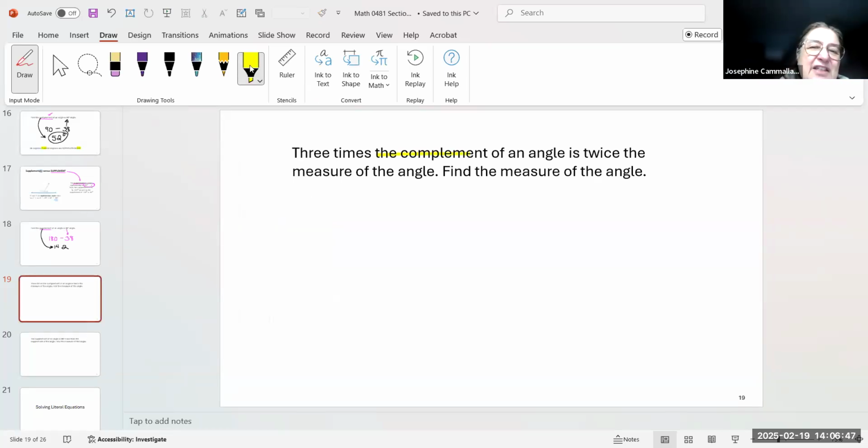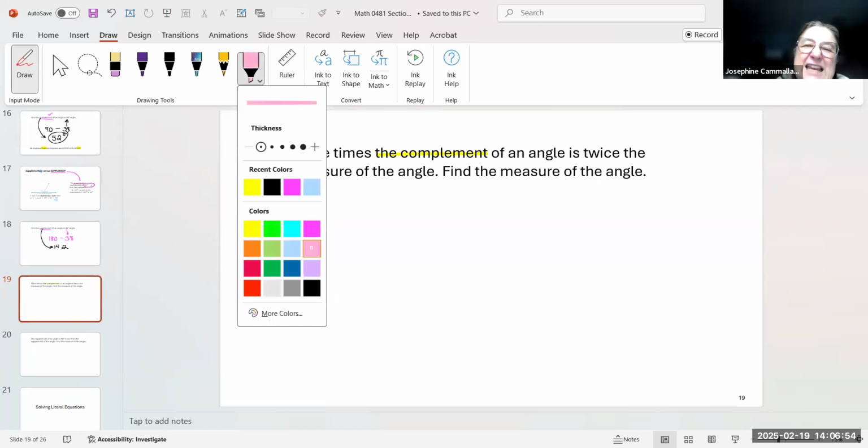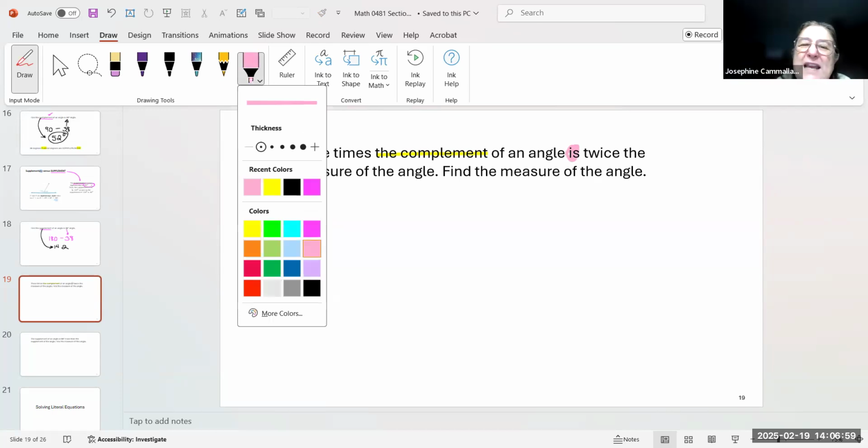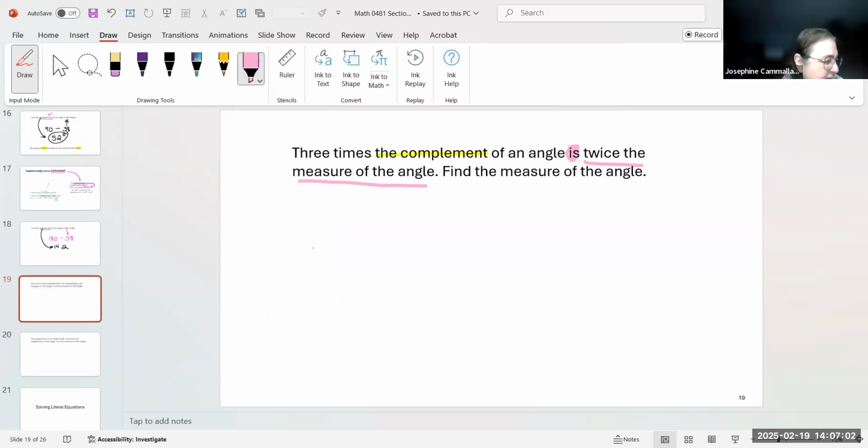3 times the complement of an angle is twice the measure of the angle. Huh? 3 times the complement of an angle is twice the measure of the angle. Okay.